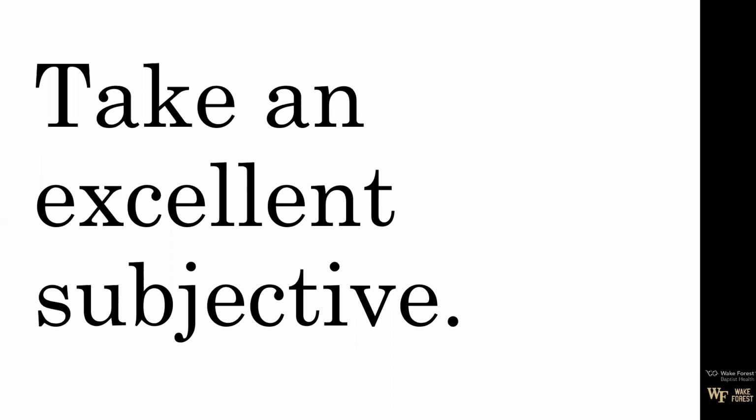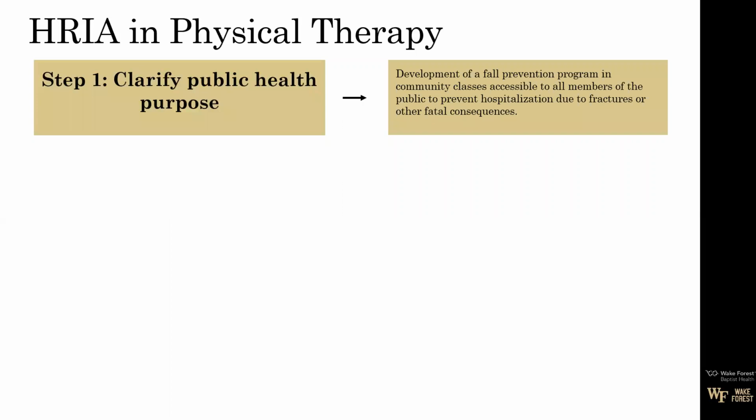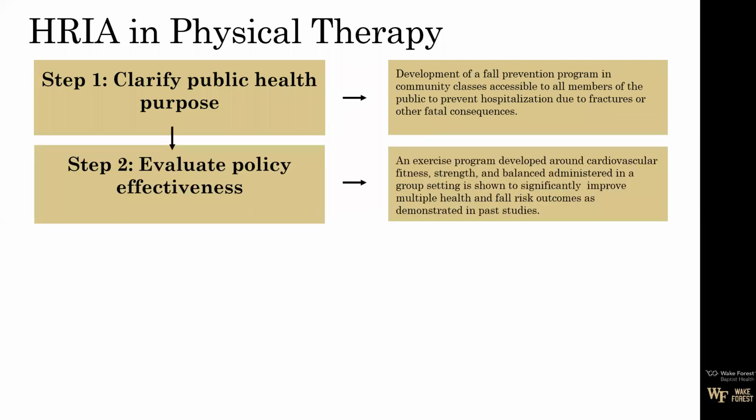So the 7 steps was pretty confusing. So I'm going to give you guys an example in physical therapy. Let's develop a program in the context of physical therapy. For step 1, we're going to identify a purpose. And for me, I'd like to develop a fall prevention program for the community. And I think this is warranted because let's say I live in a community with older adults that have high hospitalization due to fractures and even death.